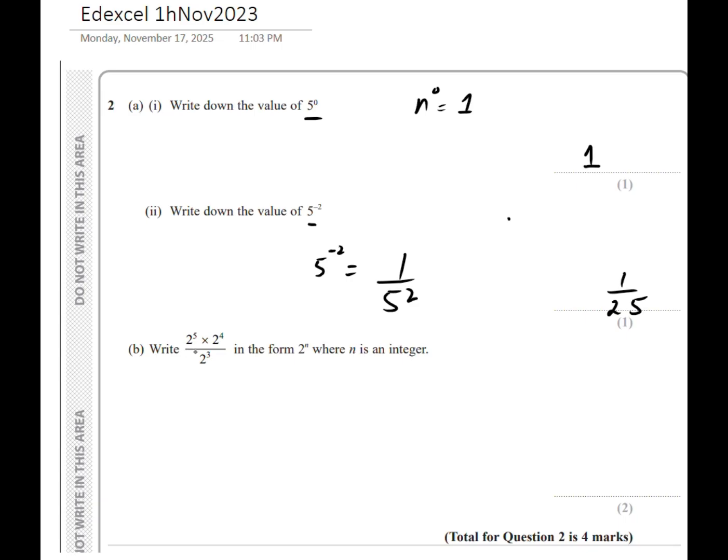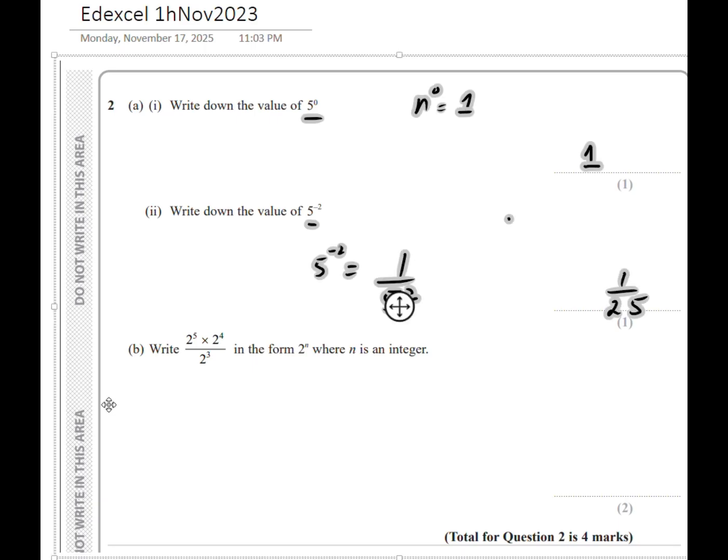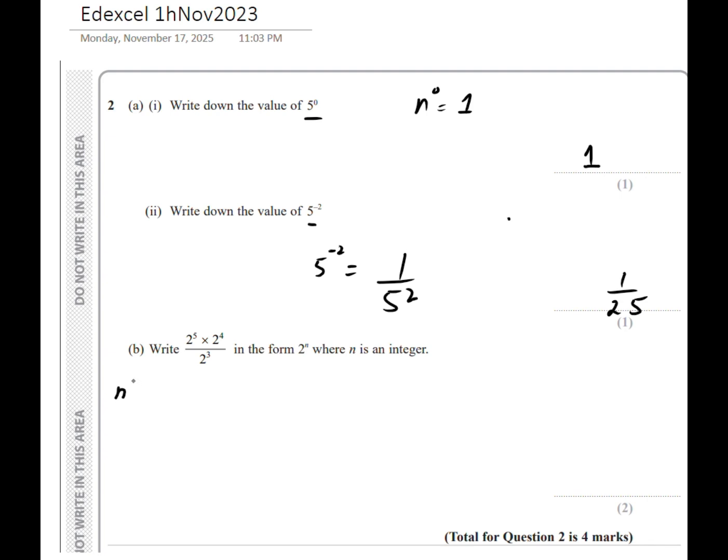Part B says write 2 to the power of 5 times 2 to the power of 4 over 2 to the power of 3 in the form 2 to the power of n, where n is an integer. Now, one of the laws of indices says that when two same digits are being multiplied, their powers are added. So let's say we have n times n, with powers a and b respectively. They can be written as n to the power of a plus b.